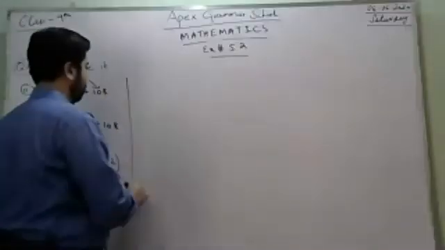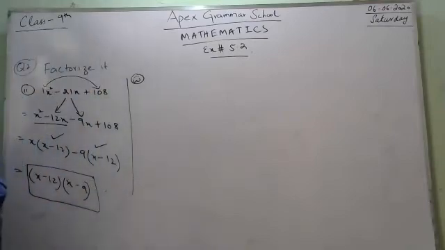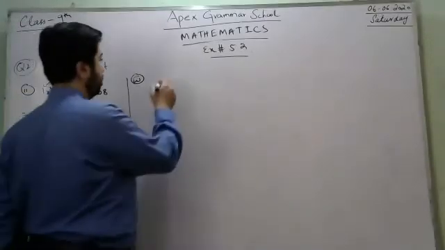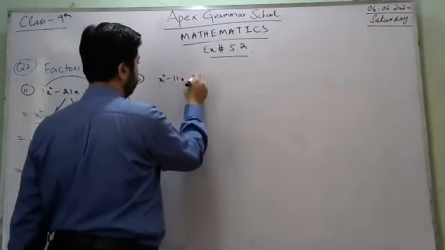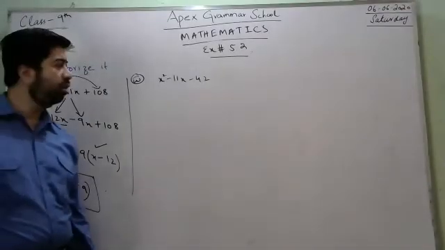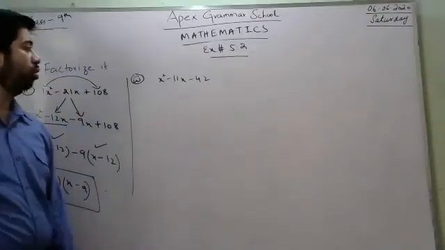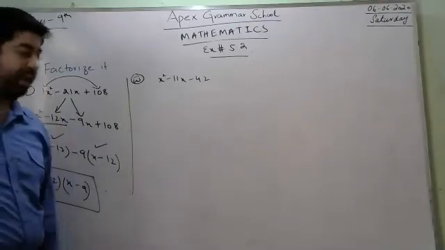Part number 3 is x square minus 11x minus 42. See that nothing is common here, and it is not going to make any formula. So it will be midterm breaking here.